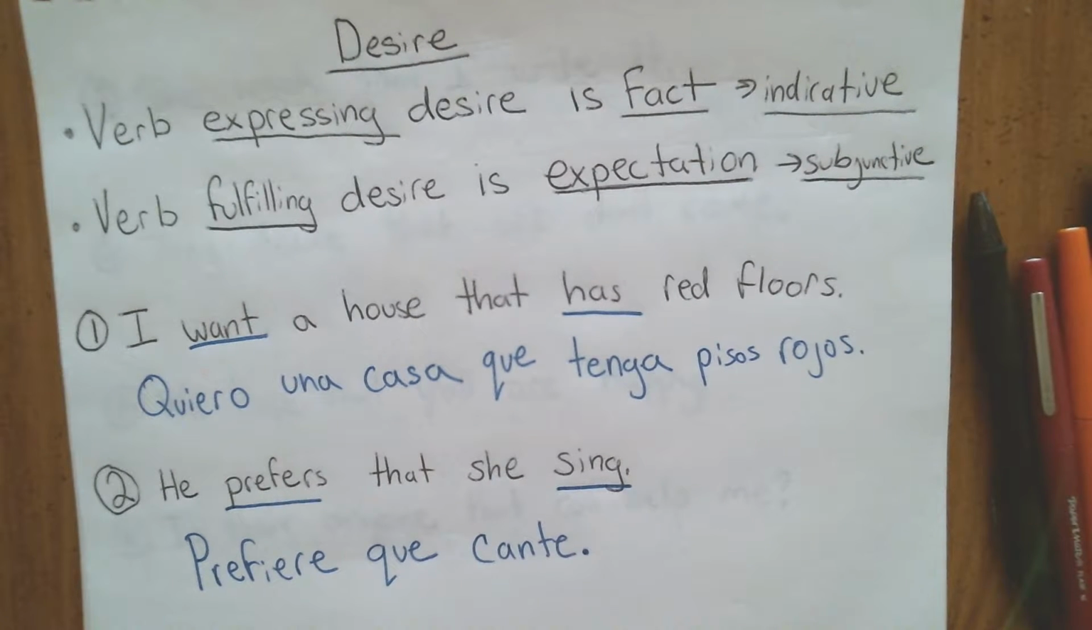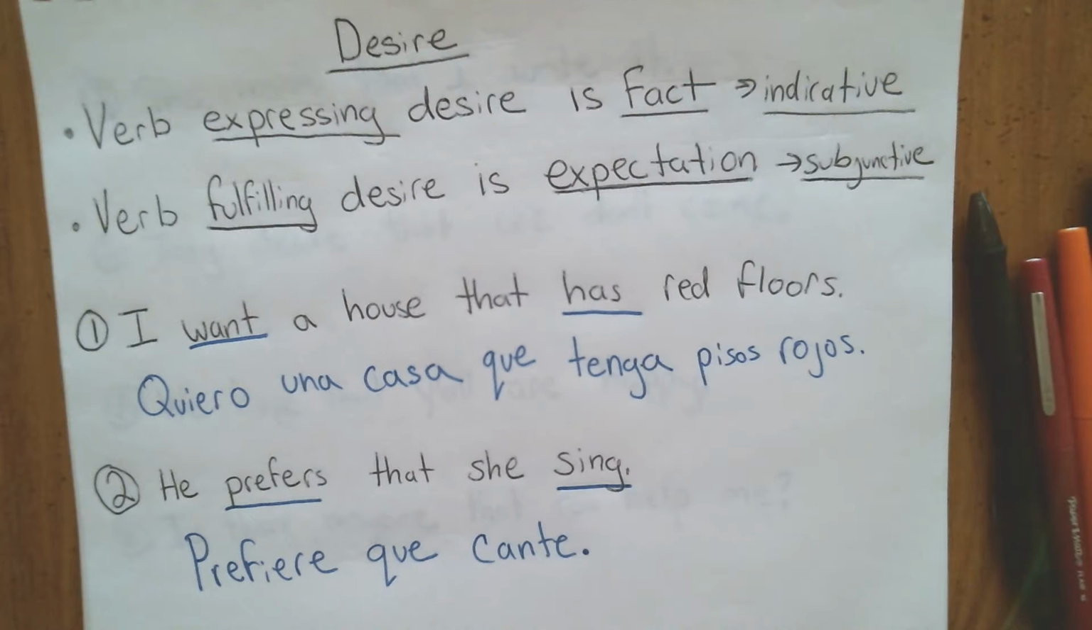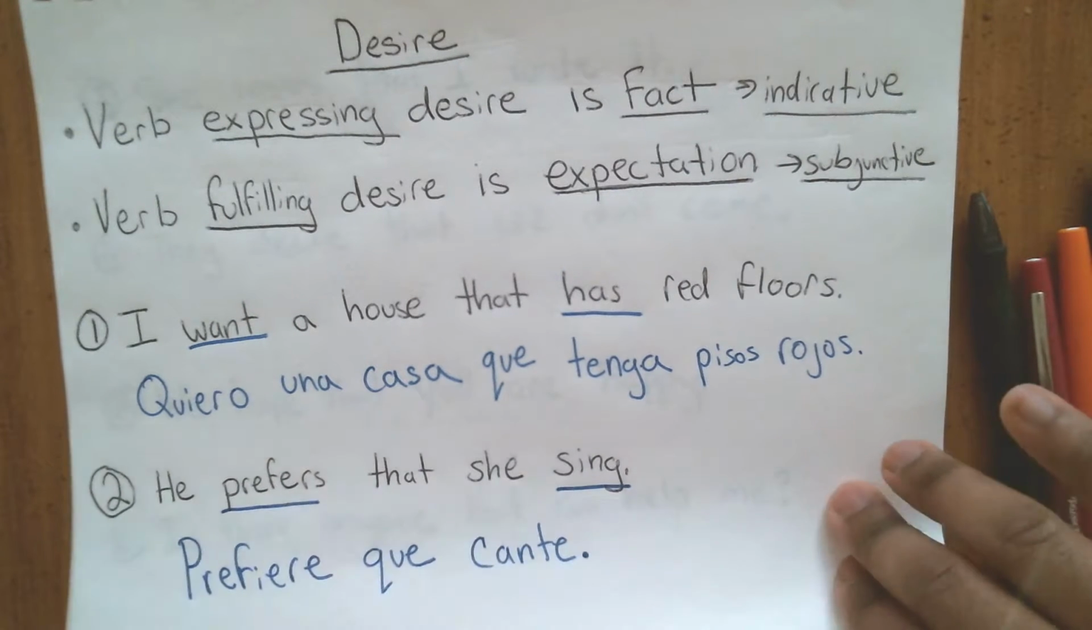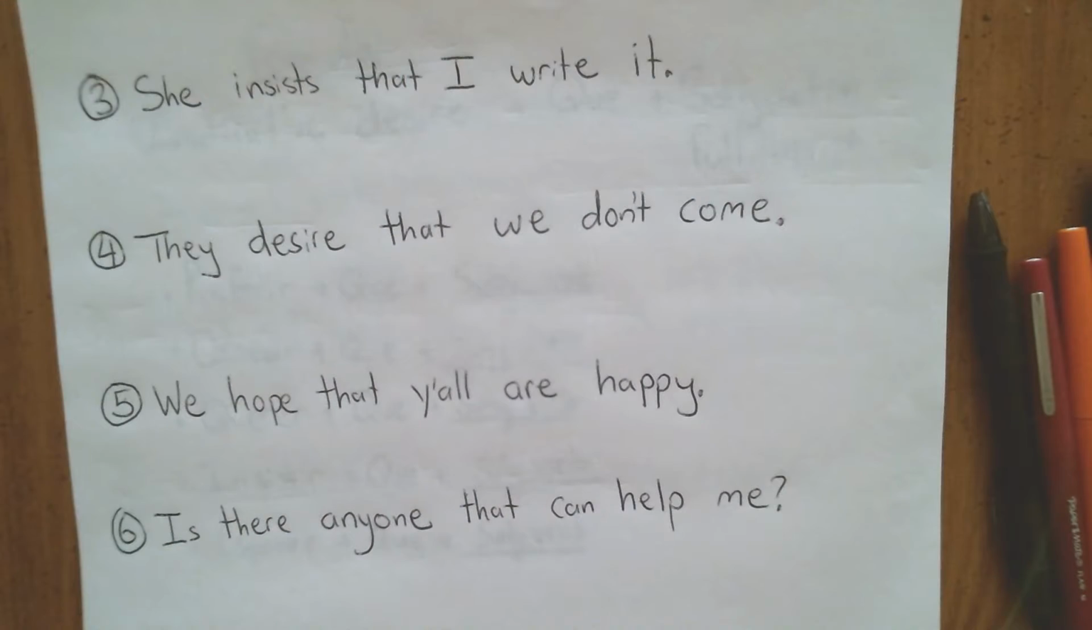He prefers that she sing, prefiere que cante. And if you want to be more specific because it's she, you could say ella cante. But that is just two simple examples. The verb that expresses the desire is in the realm of fact because your desire is actually happening right now. But the verb fulfilling the desire is in the realm of expectation because your expectation is not actually happening right now. Now let's look at some more examples.